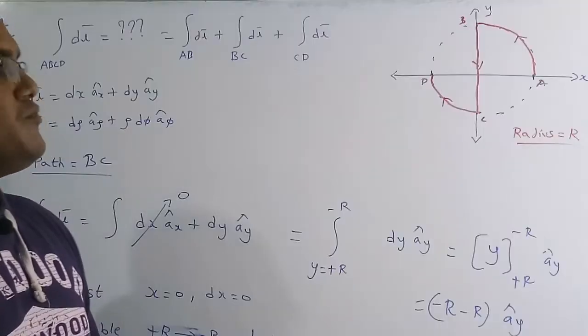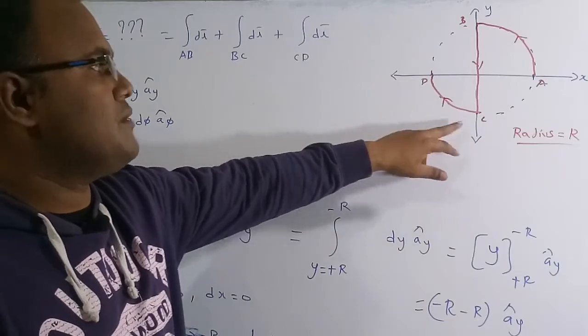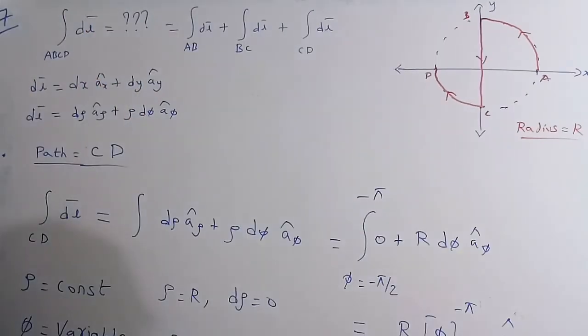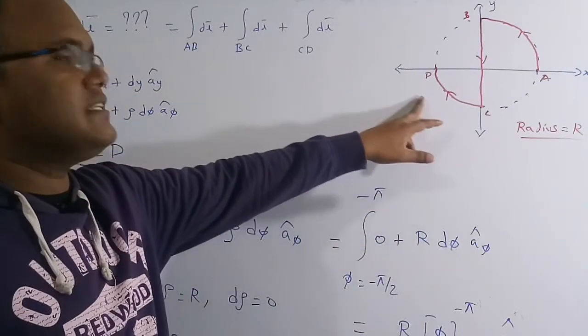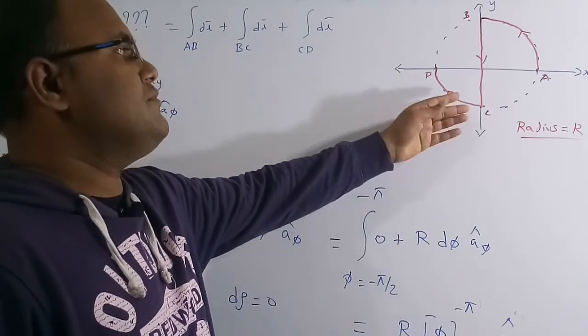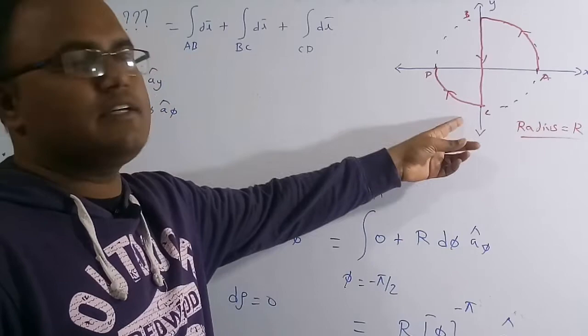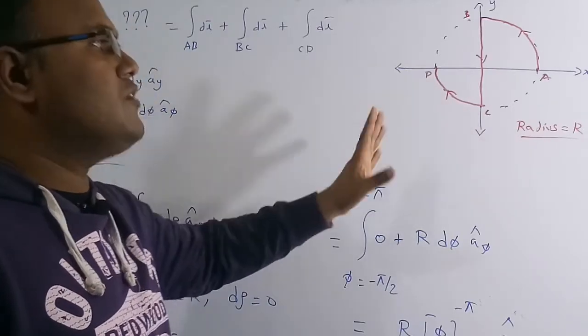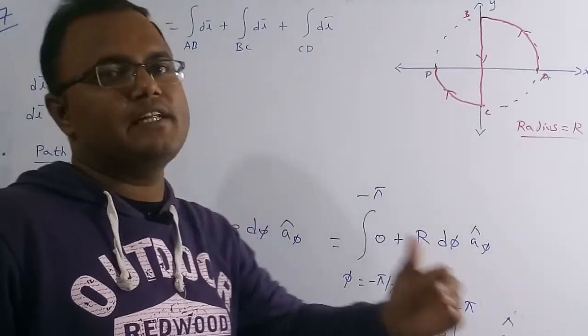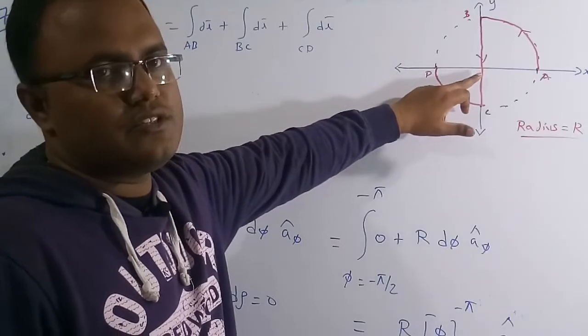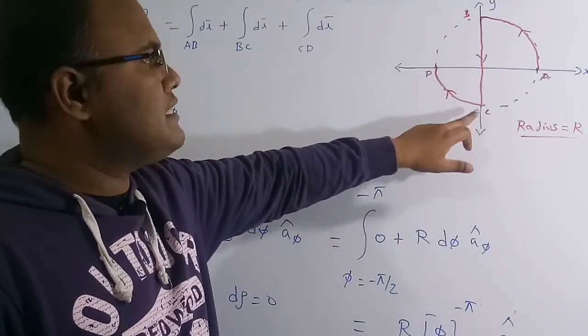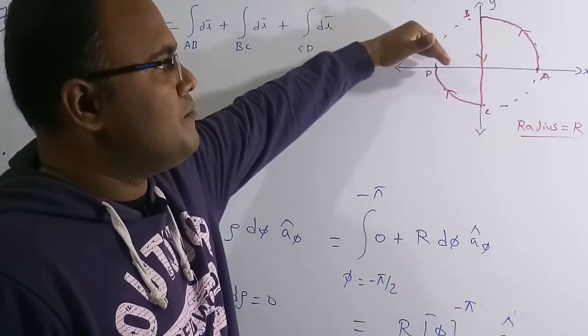Now we are going to do the same for path 3, from C to D. Now for the path CD, this is the third path. If you see carefully, in the Cartesian coordinate system x is a variable and y is also a variable, so we don't want to take two variables. But if you go for a cylindrical coordinate system, the radius is constant, equal to r, and phi is changing from minus pi by 2 to minus pi.